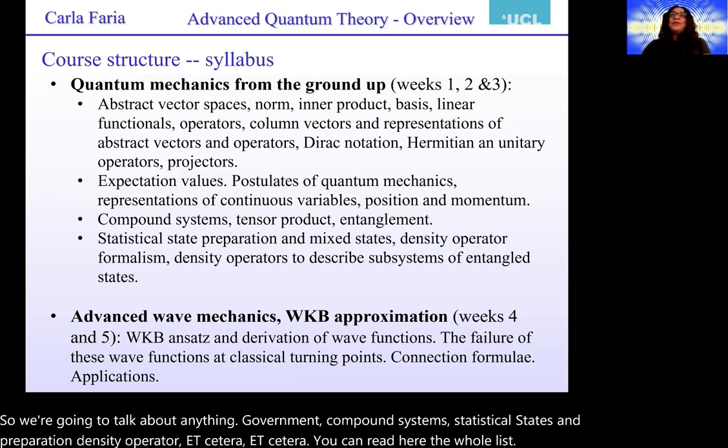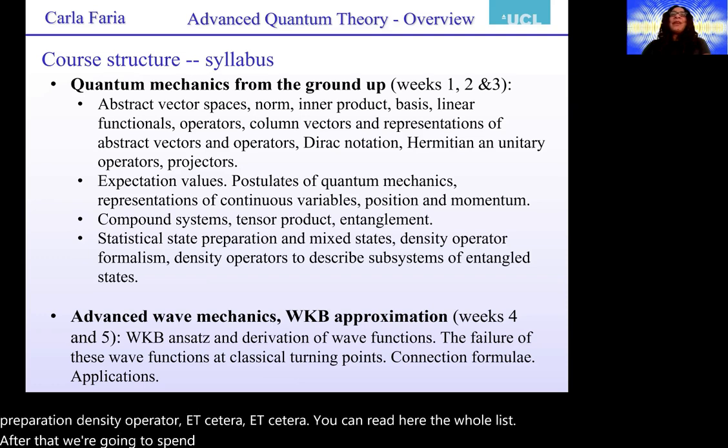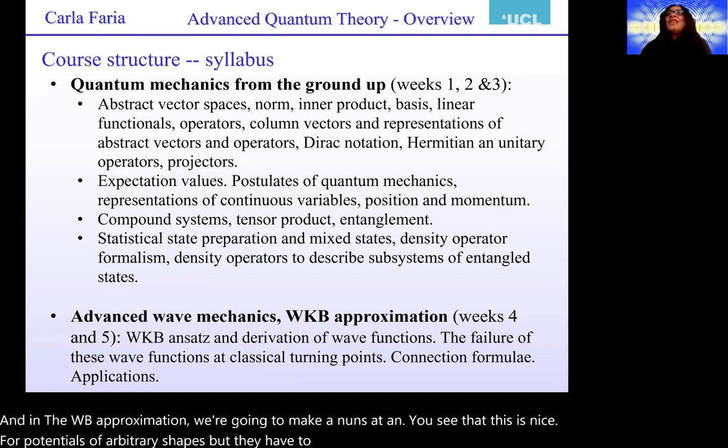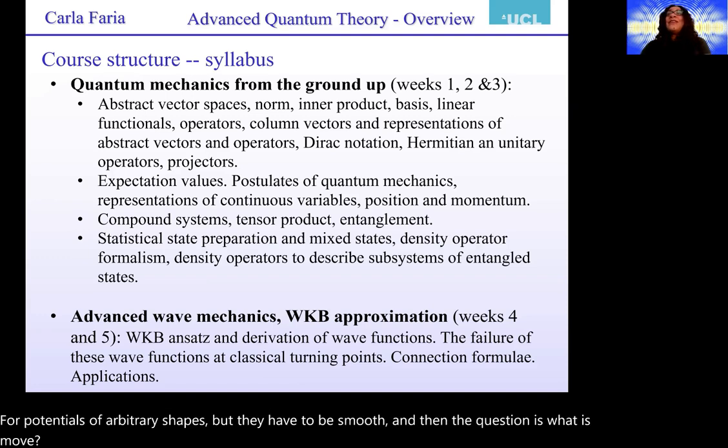After that, we're going to spend 2 weeks discussing the WKB approximation. And in the WKB approximation, we're going to make an ansatz, and you see that this is nice for potentials of arbitrary shapes, but they have to be smooth. And then the question is, what is smooth? And when do they fail?